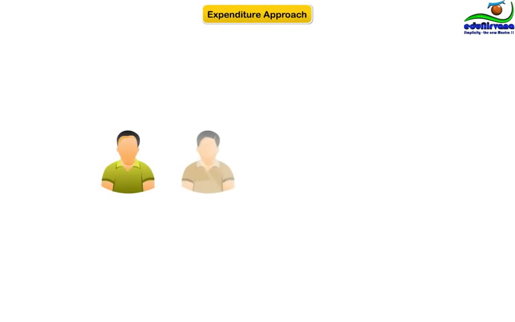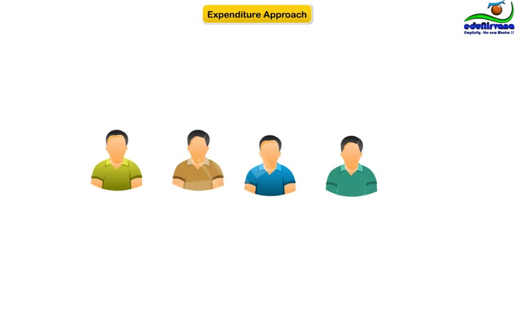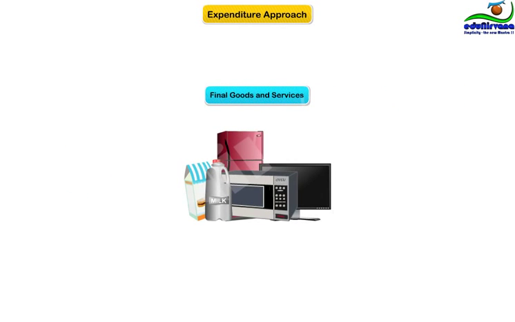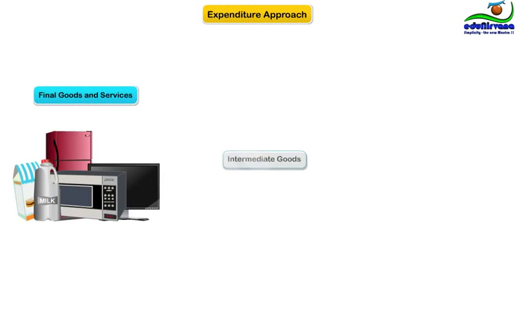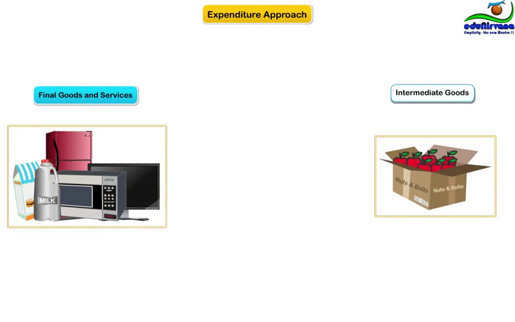Let's first see the expenditure approach. To compute GDP using the expenditure approach, we add the amount of money spent by buyers on final goods and services. The words final goods and services are important in computing GDP because not all goods are final goods. Some goods are intermediate goods. Please define clearly both final good and intermediate good.